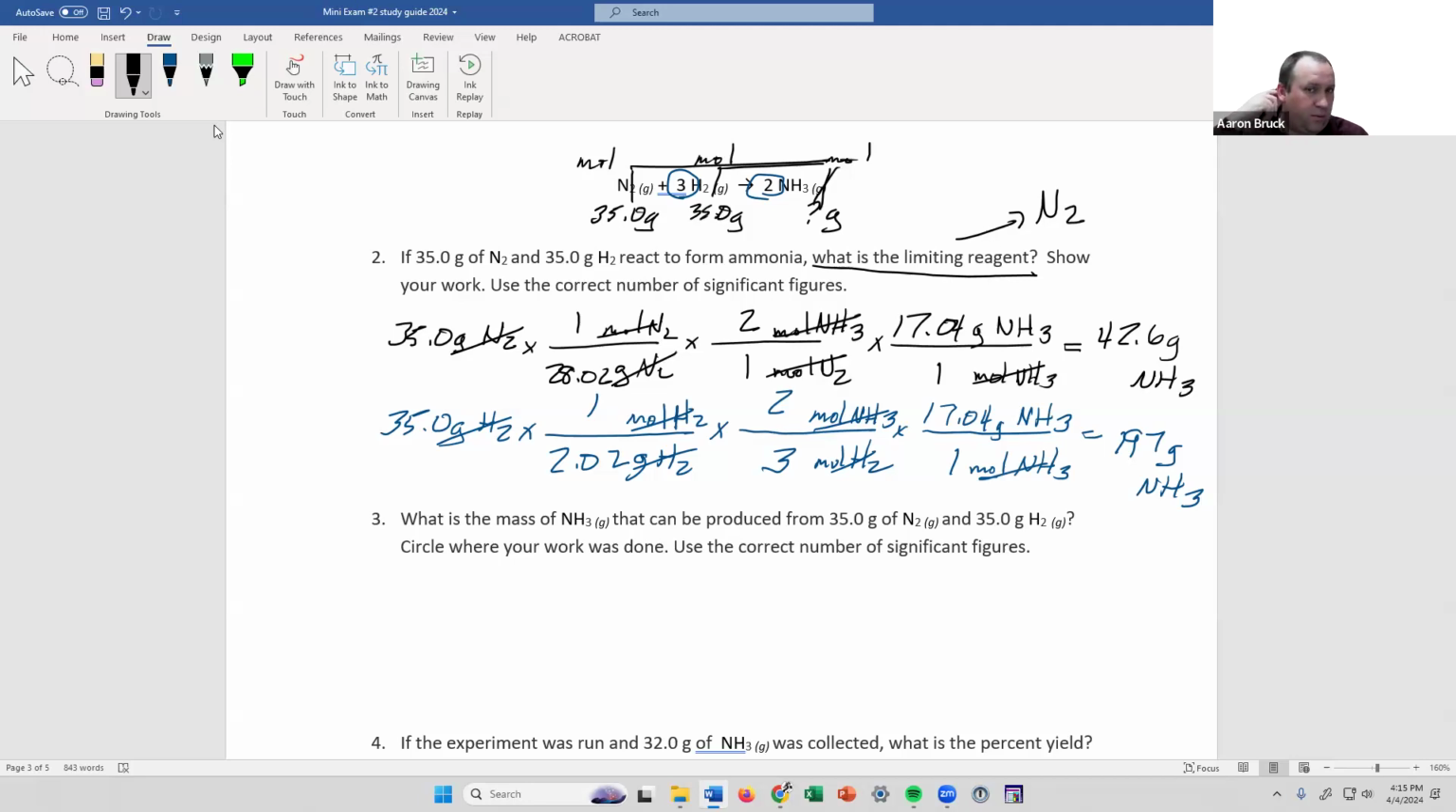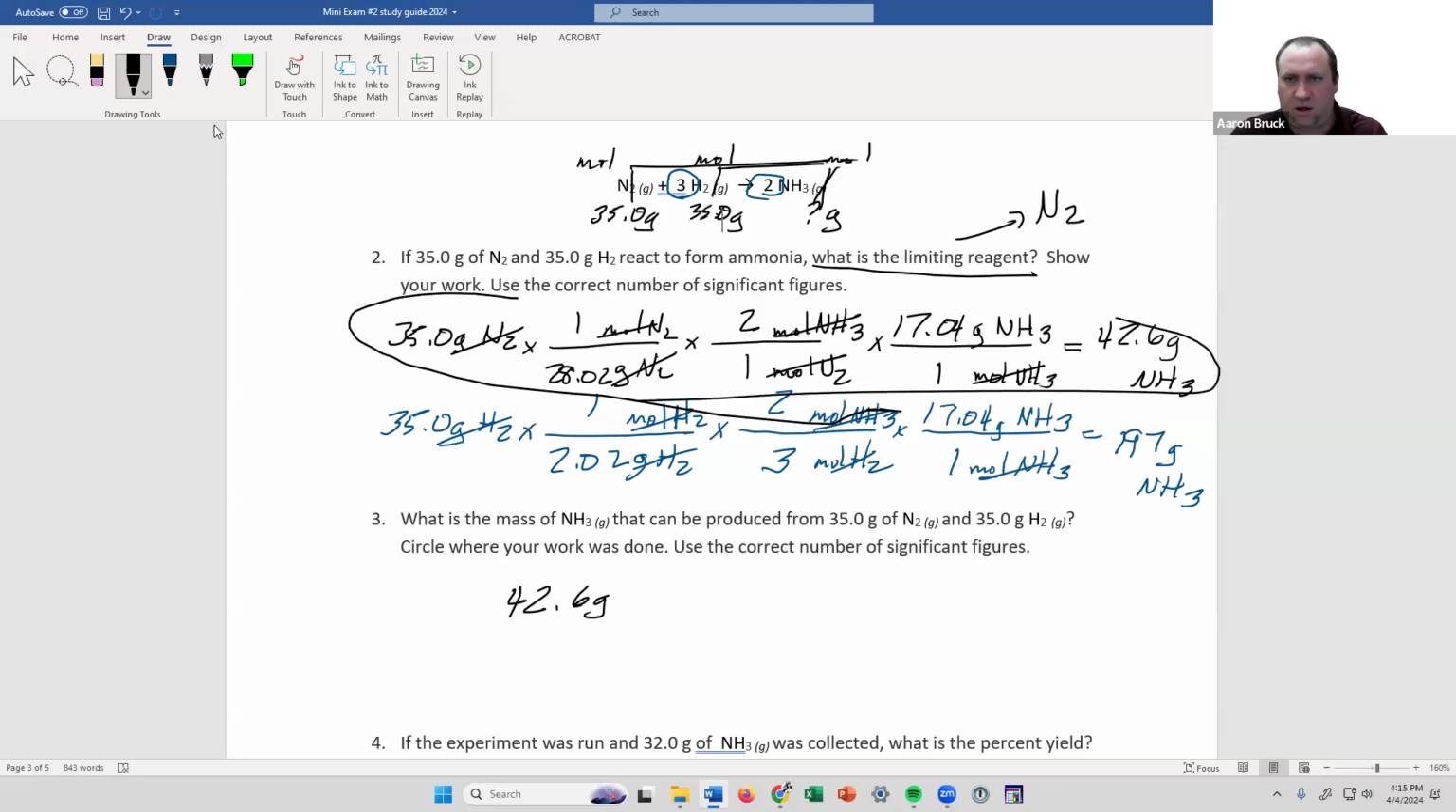Now, for question number 3, we've already answered this question. What mass of ammonia can be produced from these? Our answer, 42.6 grams. Question asks us to circle our work. Well, it's this work right here that we did above.